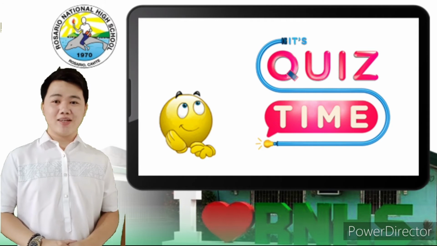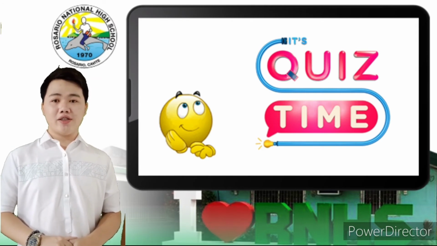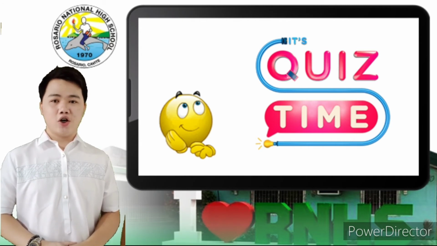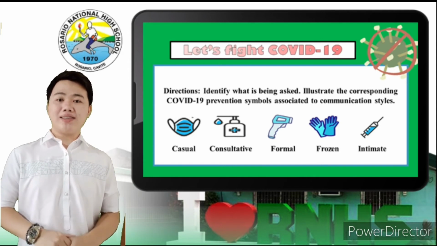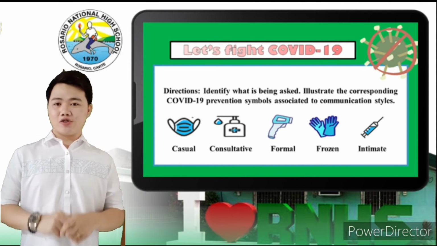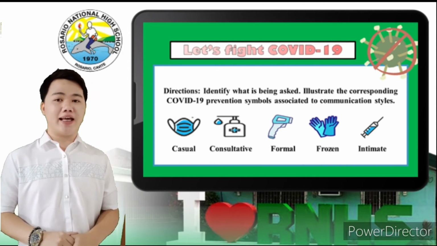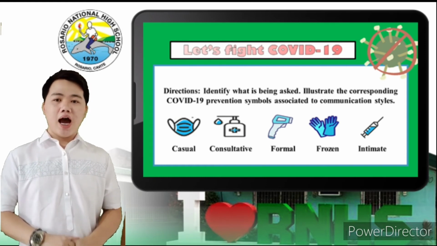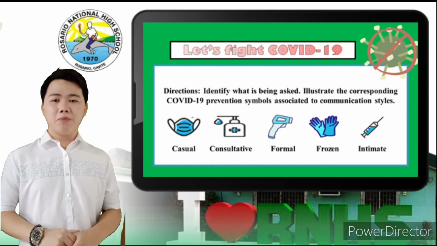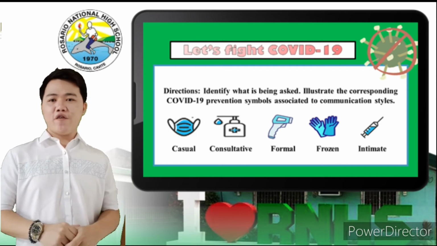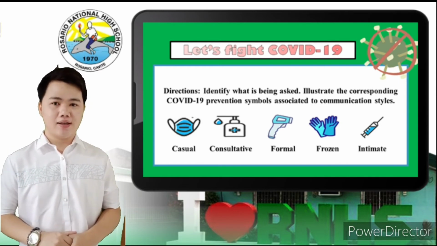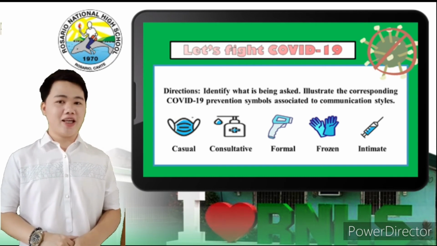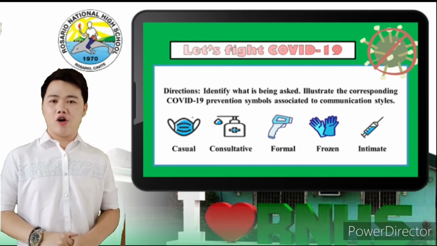Are you ready? So please get your quiz notebook. I hope that you fully understand the lesson. So let's start. All you have to do is to identify what is being asked. Illustrate the corresponding COVID-19 prevention symbols associated to communication styles. If your answer is casual, then draw a face mask. If your answer is consultative, draw an alcohol.